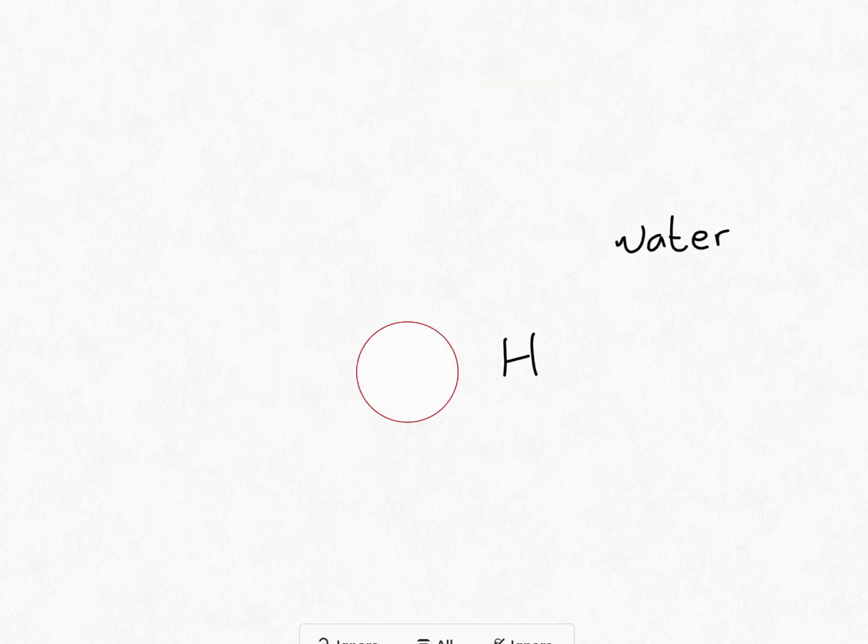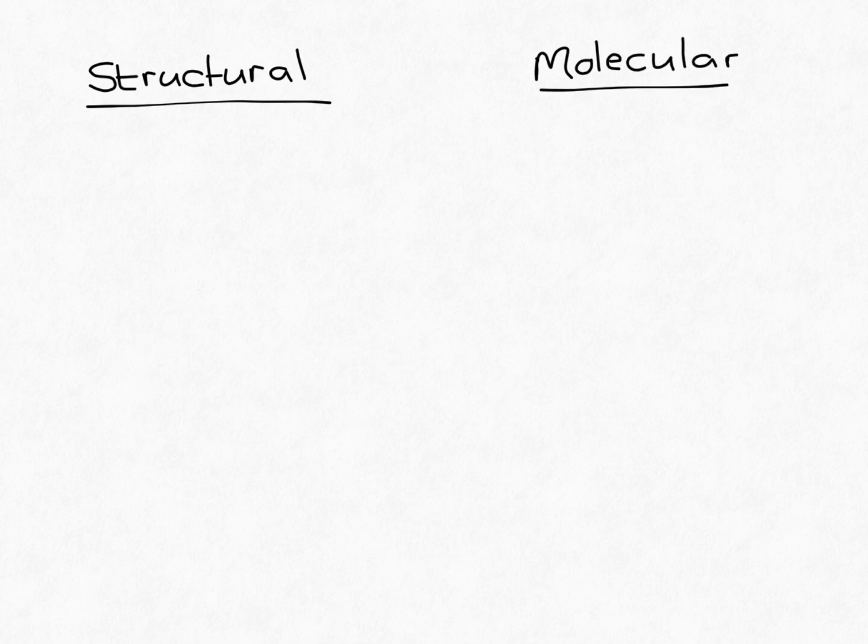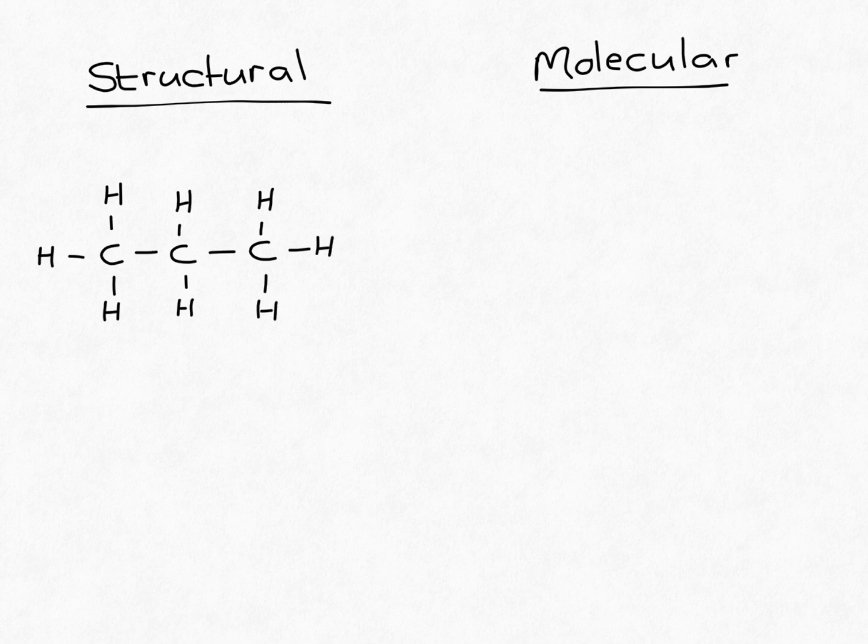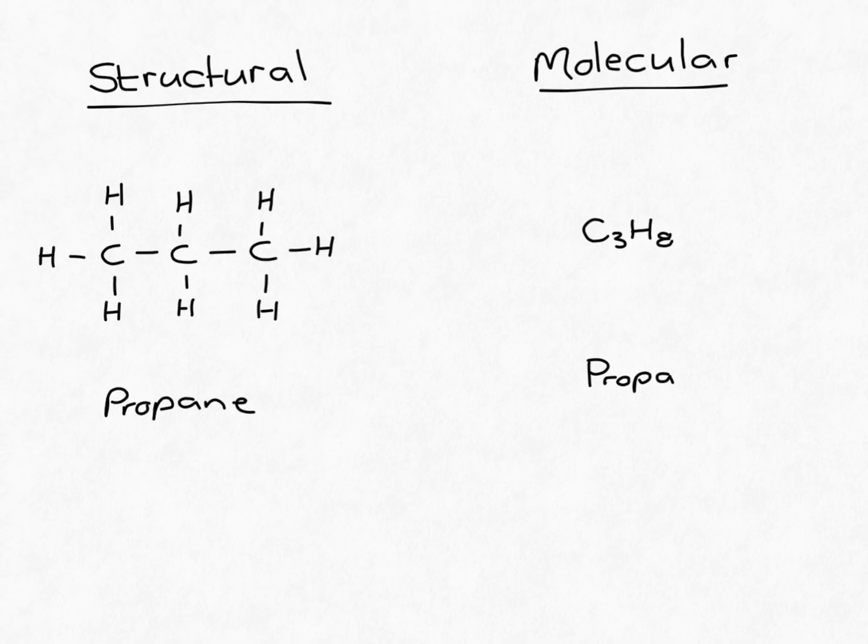Now, before we go into more detail of biological molecules, we need to understand how to represent organic molecules. Organic molecules can be written as a structural or molecular formula. The structural is a diagram that shows the type, amount, and position of the atoms in the molecule, whereas the molecular formula only shows the type and amount of atoms, but not their position in the molecule.